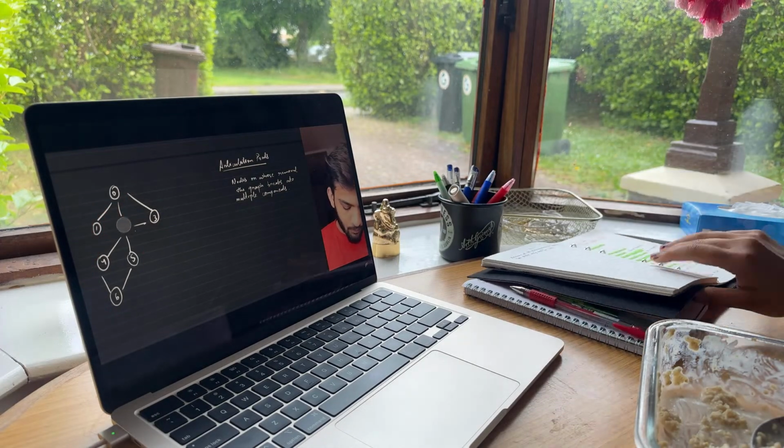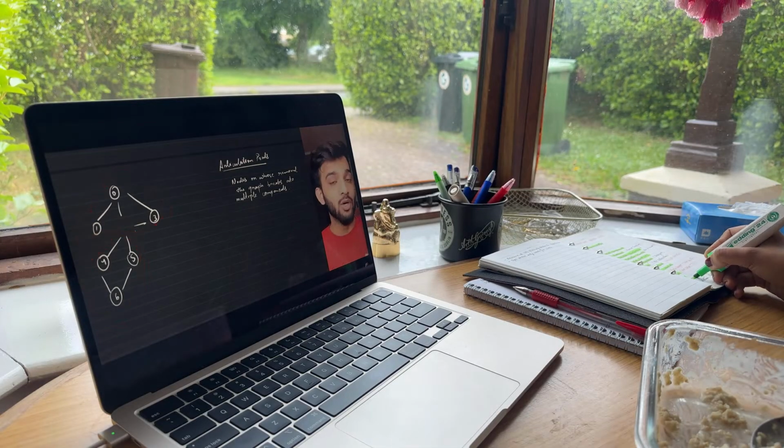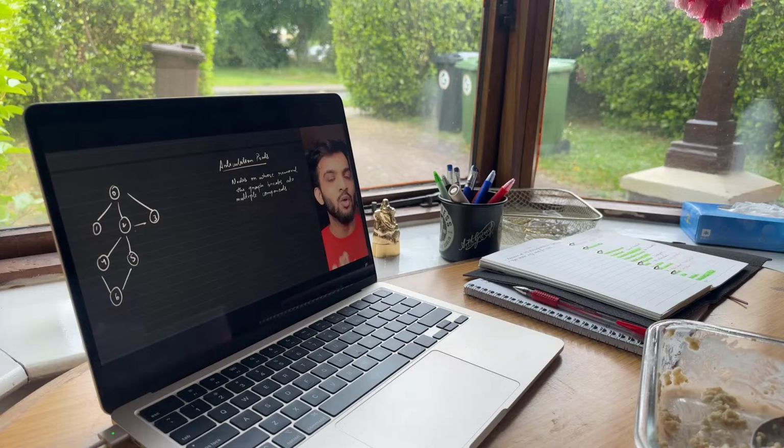Similarly, if I try to remove 2, did the graph break into multiple components? Yes, it did. One is here and the other one is here. The graph broke down into multiple components. Yes, these edges will no more be there, but the graph did break into multiple components. So any node on whose removal the graph breaks down into multiple components is known as an articulation point.